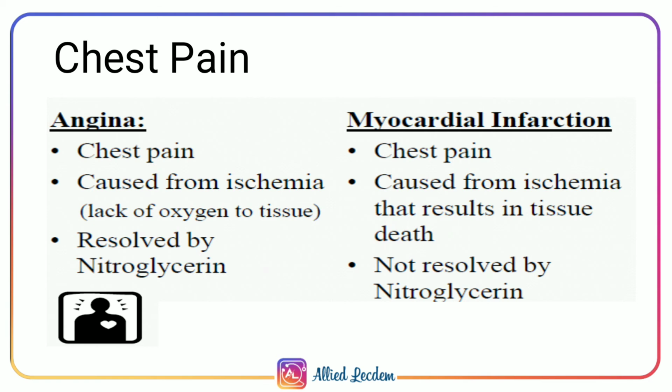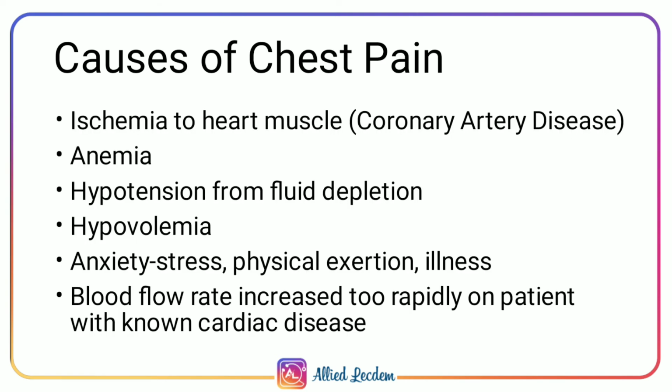Chest pain, angina. Chest pain caused from ischemia resolved by nitroglycerin. Myocardial infarction is also chest pain caused from ischemia that results in tissue death, not resolved by nitroglycerin. Causes of chest pain: ischemia to heart muscle, anemia, hypotension from fluid depletion, hypovolemia, anxiety, blood flow rate increased too rapidly on patient with known cardiac disease.